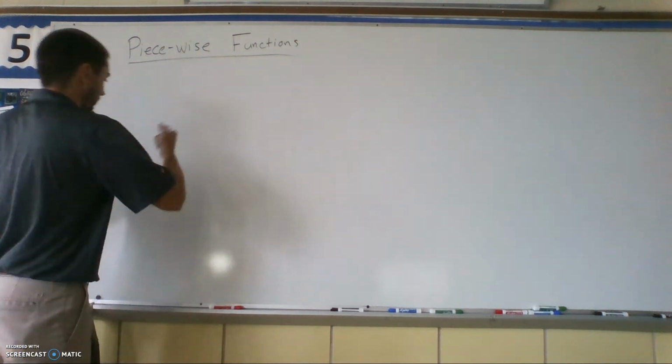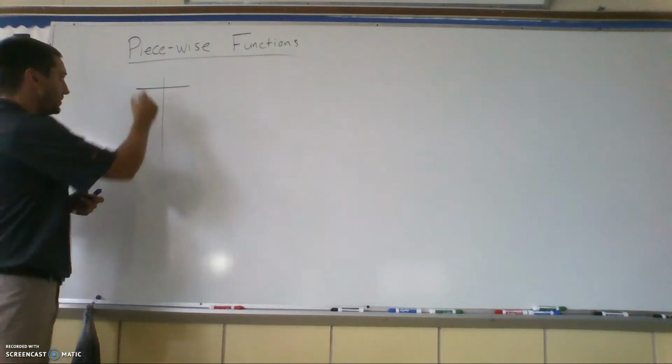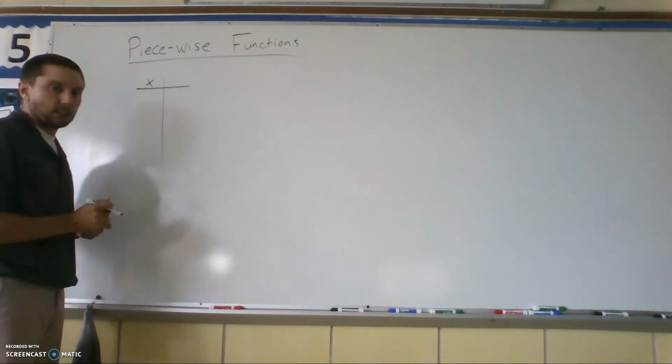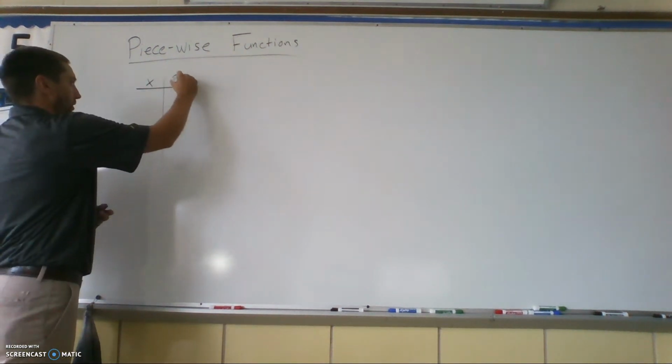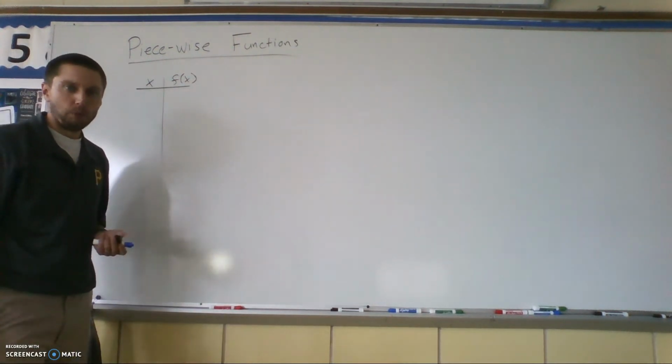So let's start with a little table here. You guys know, or you'll figure it out quick if you don't know. I love tables. So my input, that's going to be hours. My output, we can call it f of x. That's going to be how much money I make.